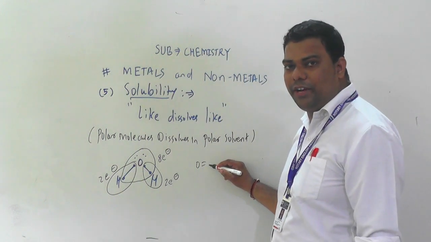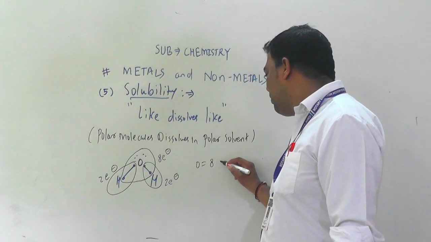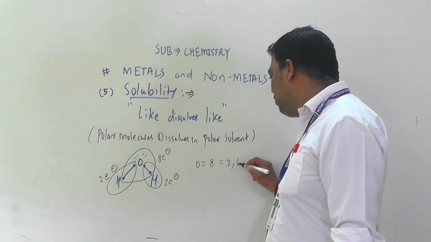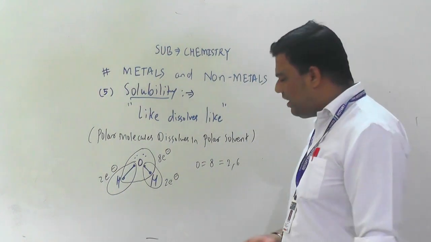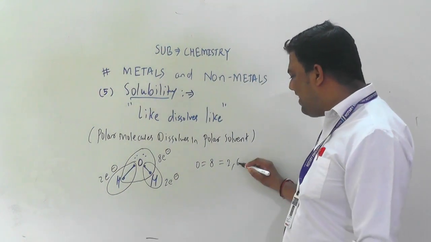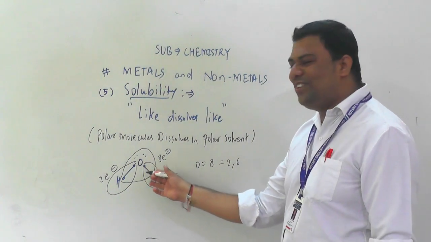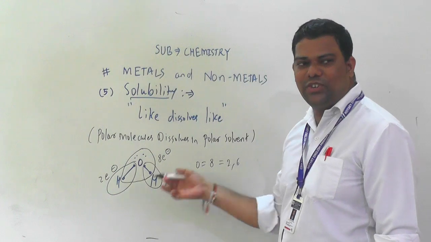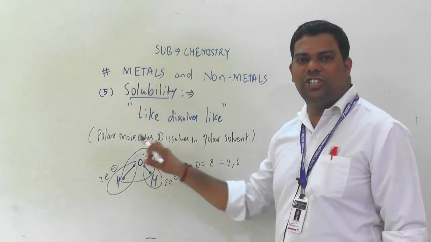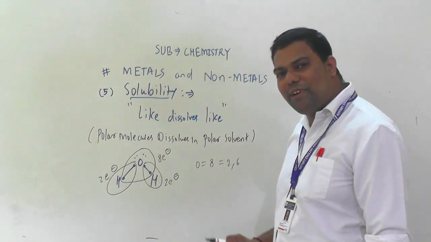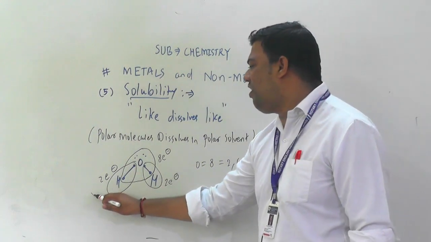So see, as you know, beta, your oxygen's atomic number is 8. So beta, their electron configuration is 2, 6. Okay, so they are trying to accept 2 electrons to complete the octet. So here they do so. Understood? So beta, here oxygen's 8 electrons are completed, and our structure also.